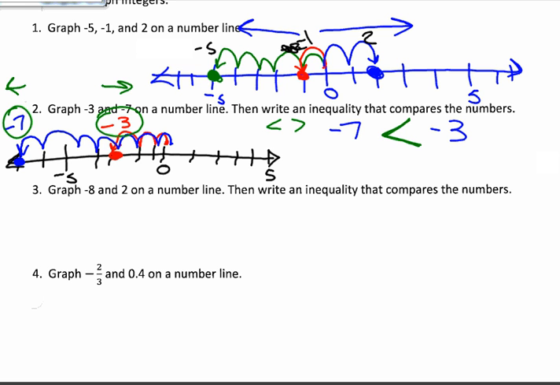Remember, negative numbers work backwards from what you think. I could have also written it the other way, doesn't matter. But in this case, my alligator would still be eating the negative 3, because negative 3 is still bigger, regardless of what side it's on.